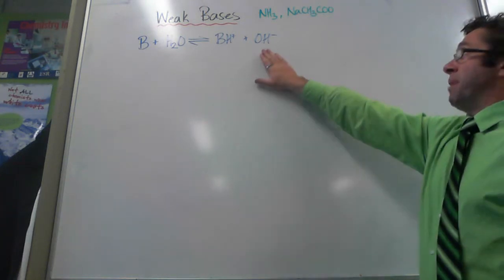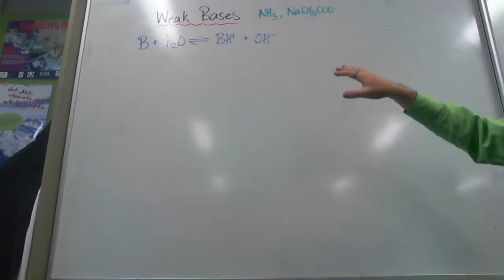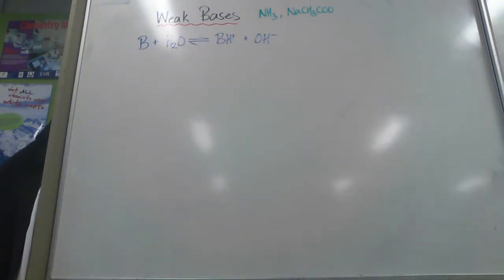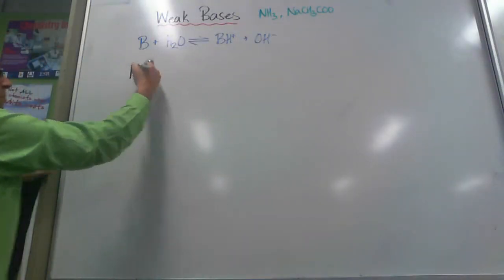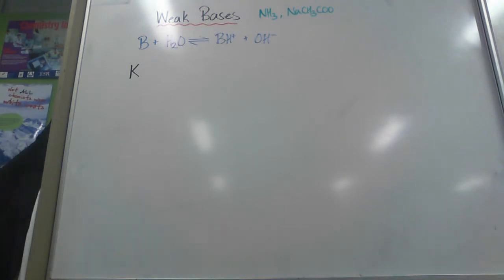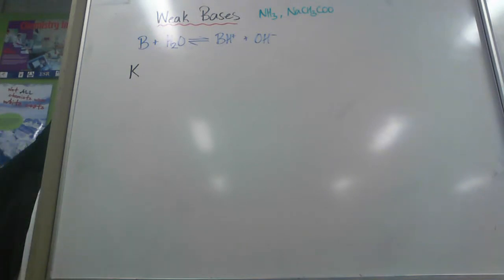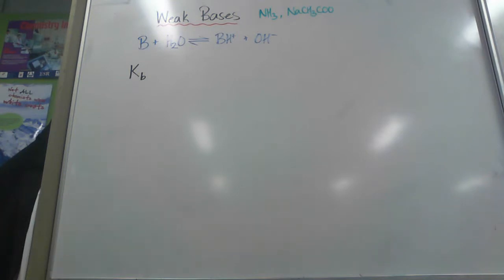And a base always makes hydroxide ions when it hydrolyzes. But because this is a weak base, it's an equilibrium, which is quite convenient, because that means that I can write an equilibrium expression for it. The equilibrium expression, remember, has the symbol K, capital K. This is making hydroxides, so it's called Kb. Makes sense, doesn't it? The little b is for base, just like Ka had A for acid, Kw, W for water, and so on.